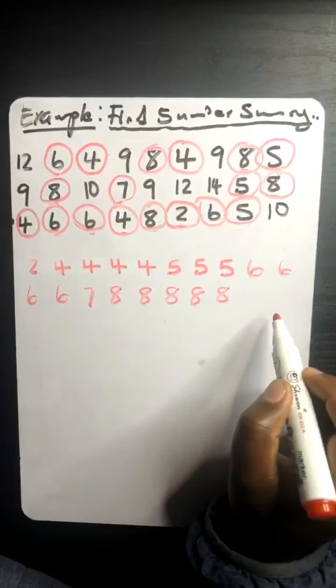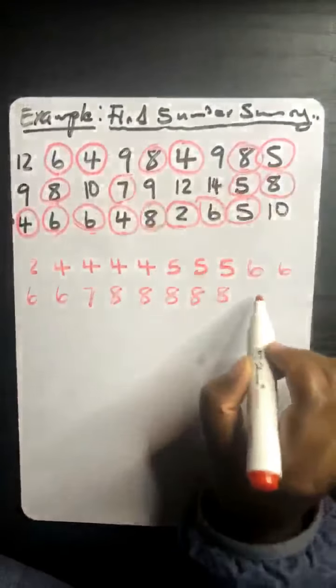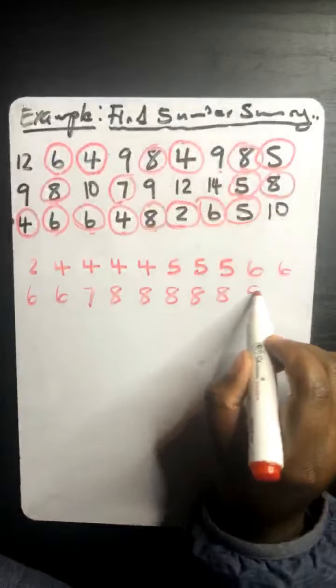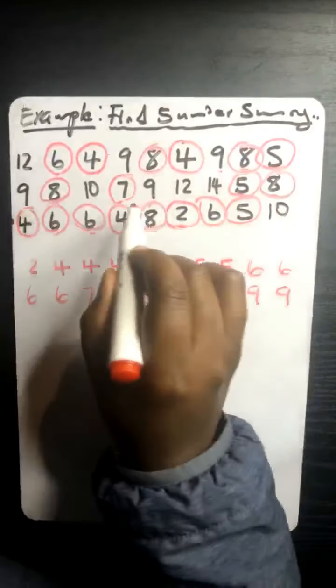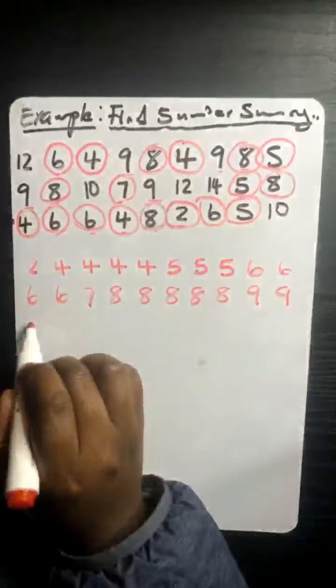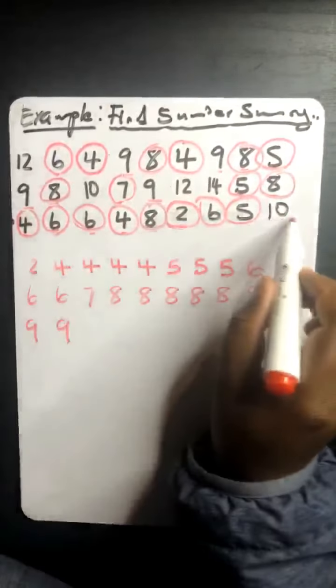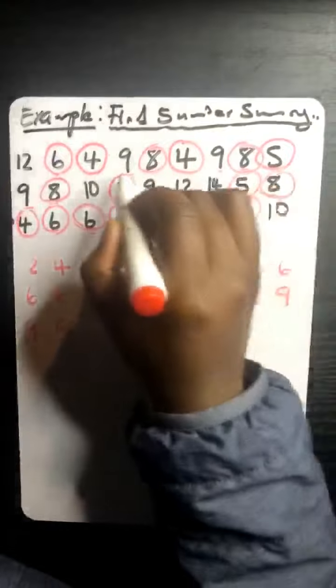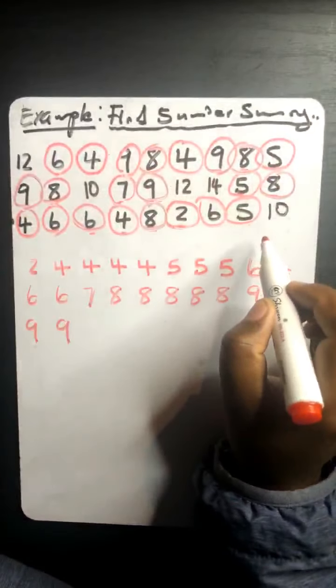Let's move on to another one, being 9. There is 9. So we have 2 9s at the top. There is 9. There is 9. We have 2 also there. 9. 9. At the bottom, 9. So that means we have 1, 2, 3, 4. We've got 4 9s.